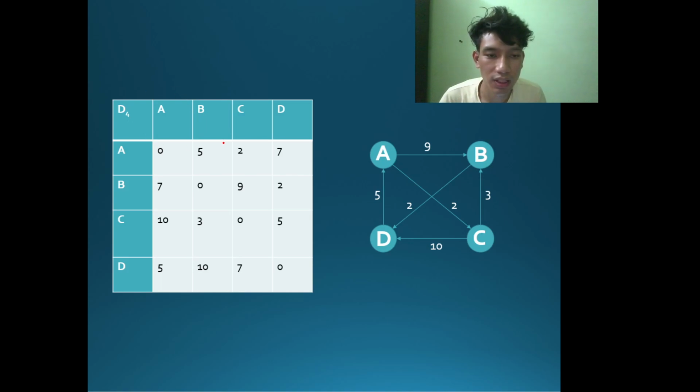So here we obtained the shortest path of all pairs of vertices. So that is the Floyd-Warshall algorithm, which finds the shortest length of all pairs of vertices in a given graph.